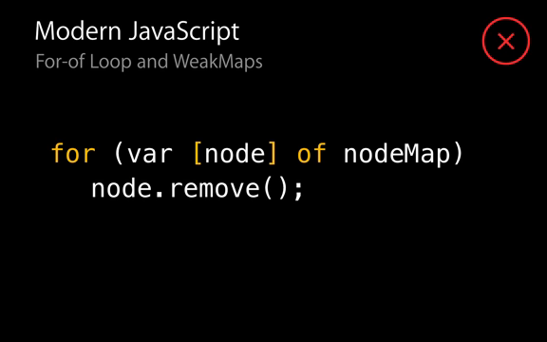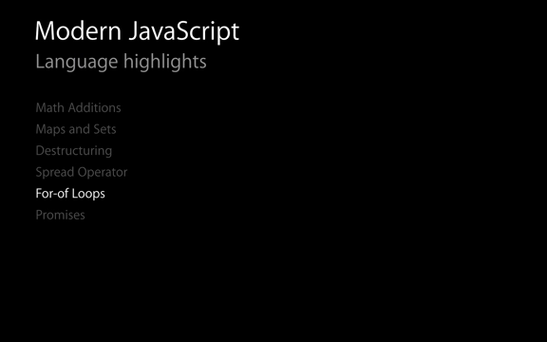But maybe you want to iterate over a weak map. That's not supported. For reasons that involve garbage collection, you cannot iterate over the keys and values of a weak map. And this is part of the spec. So that's for-of loops.